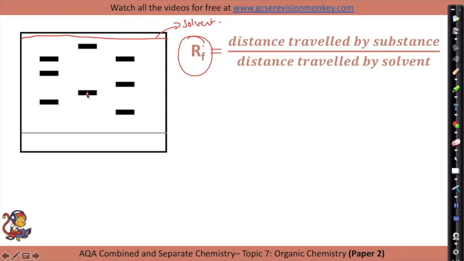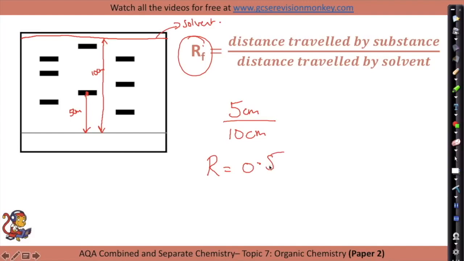So if I wanted to calculate the RF value of this substance, I would calculate the distance that the solvent moved, and I would, from the middle of the sample, calculate the distance that the substance has moved. For example, if this was 5 centimetres and if this was 10 centimetres, I would calculate my RF value by doing 5 centimetres, because that's the distance travelled by the substance, divided by 10 centimetres, because that's the distance travelled by the solvent, and I would get an answer of 0.5.